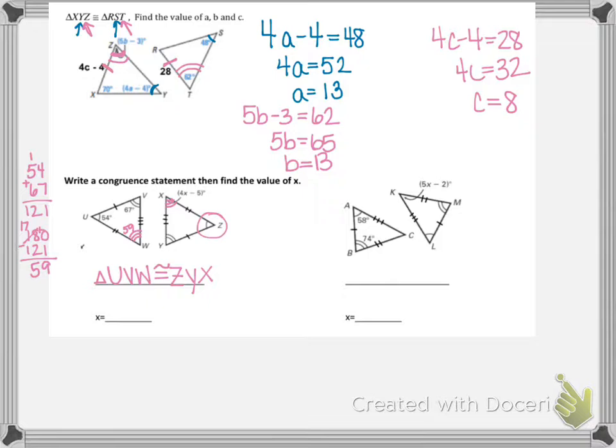So in order to find x, I'm going to set 4x minus 5 equal to 59. Then I'll add 5 on both sides. So 4x equals 64. Divide by 4 on both sides. So x will equal 16.